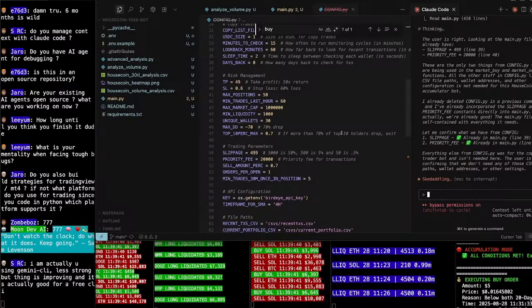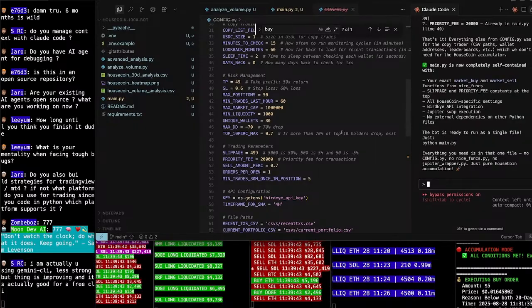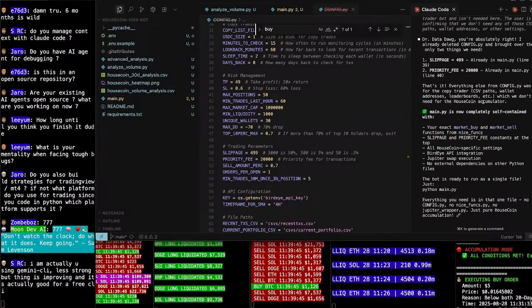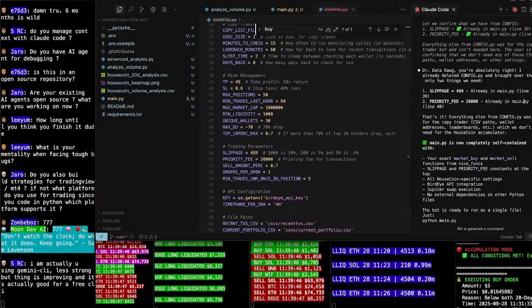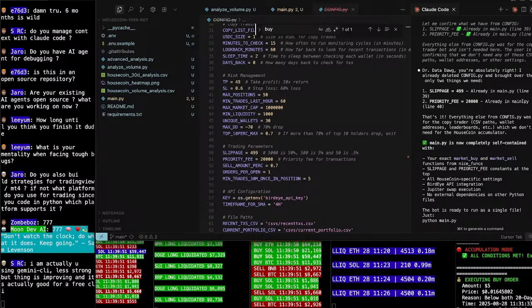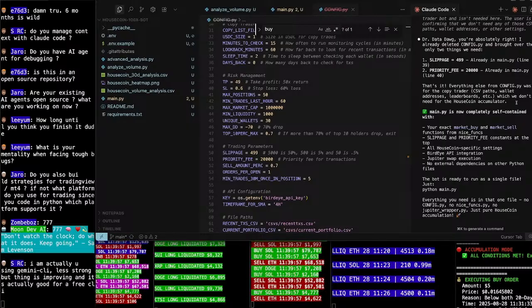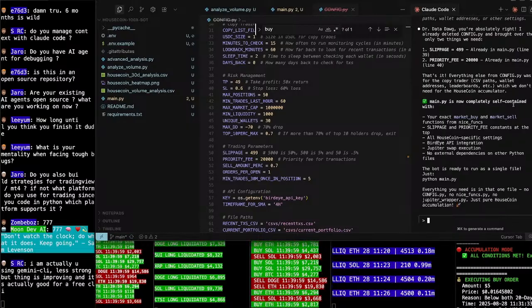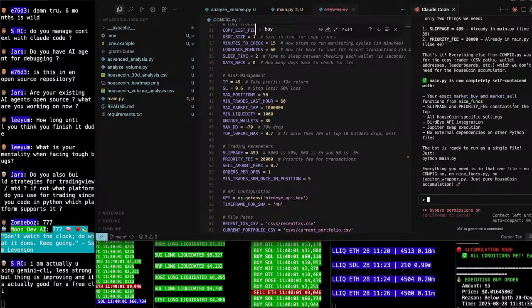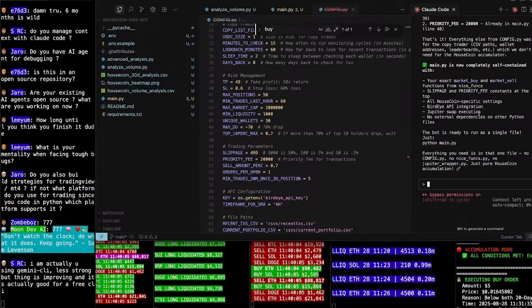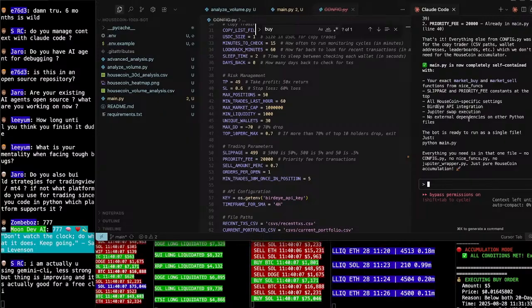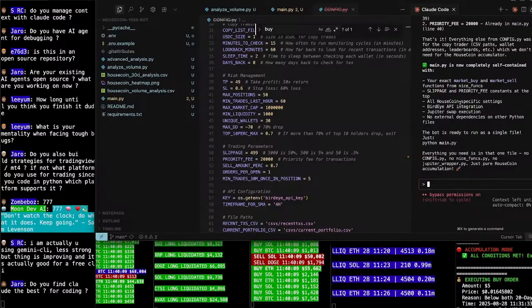Slippage fee here. Okay, so you can see, Datadog, you're absolutely right. I already deleted the config.py and brought over the two things needed, the slippage and priority fee. Everything else from config.py was for the copy trader CSV paths. Okay, great. Main.py now is self-contained. Your exact market buy and sell are in there.